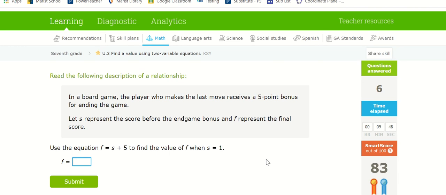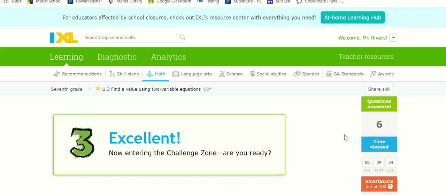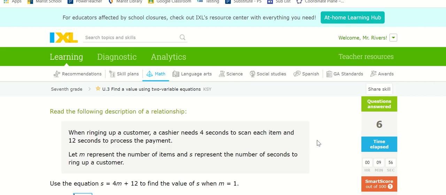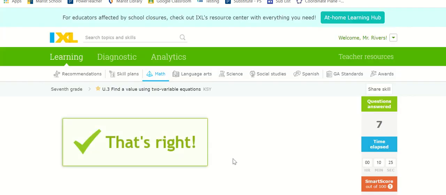All right. Same idea here. Just read the word problem, work it out. Let's see if it changes up here in the challenge zone. When ringing up a customer, the cashier needs 4 seconds to scan each item and 12 seconds to process the payment. Let M represent the number of items and S represent the number of seconds to ring up a customer. Use the equation S equals 4 times M plus 12 to find the value of S when M equals 1. So 4 times 1 is 4 plus 12. 4 plus 12 is 16, so we need 16 seconds.